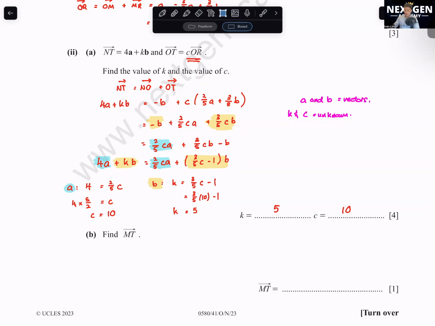Okay, let's go to the last one. Find MT. How can we find MT? We can use MO plus OT. MO in the equation is minus A. OT, now we got the value already, right? COR. This one is COR that we want to use. C is 10. OR is 2 over 5A plus 3 over 5B. We should get 3A plus 6B.